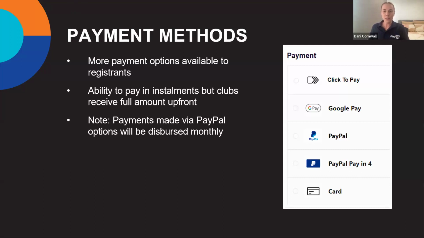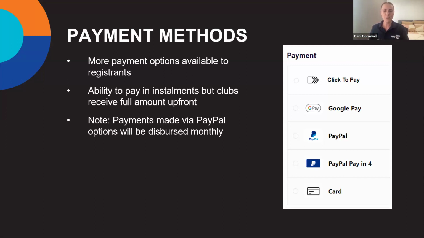The most exciting of the new features are the additional payment methods, which are now available for players when they are paying for their registration fees via PlayHQ. So at checkout now, we have MasterCard Click to Pay, Google Pay, and PayPal, including the ability to pay in full via PayPal. We know that basketball clubs and associations have been asking for the ability for their players to pay via installments for quite a while now. So we're really excited that this feature is now available.